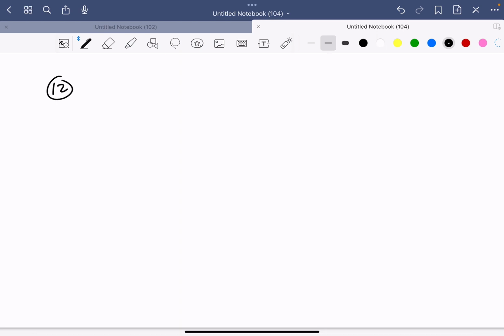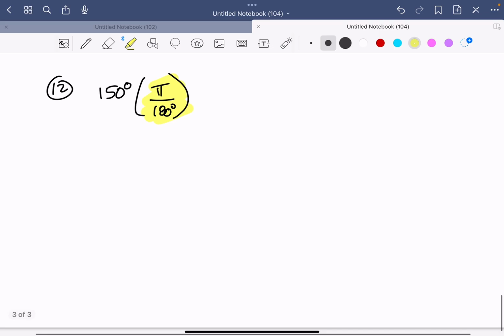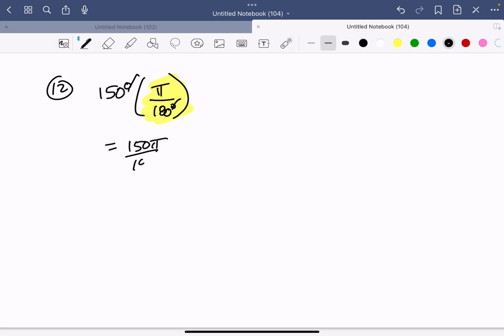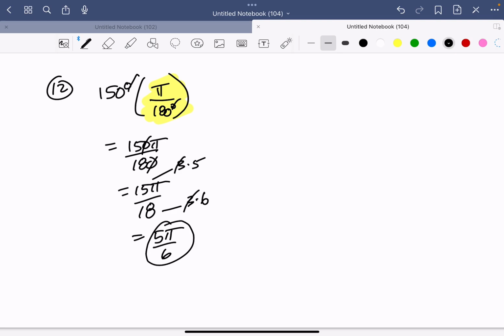12. 12 is change 150 degrees into radians. Again, we want to remove degrees. So the well-chosen one we use is pi over 180. So the degrees cancel out nicely. And we get 150 pi over 180. Guess what? 10 cancels out to give you 15 pi over 18. Guess what? There's a 3 in both, because 15 is 3 times 5 and 18 is 3 times 6. Cancel out some 3's and you get 5 pi over 6.